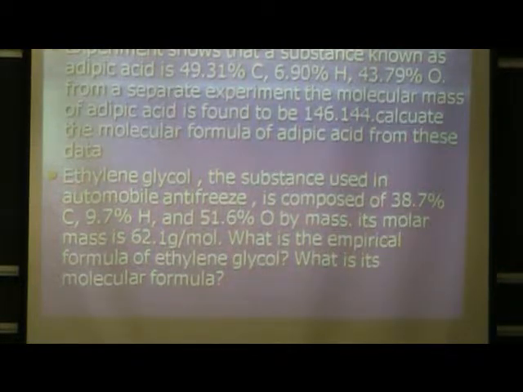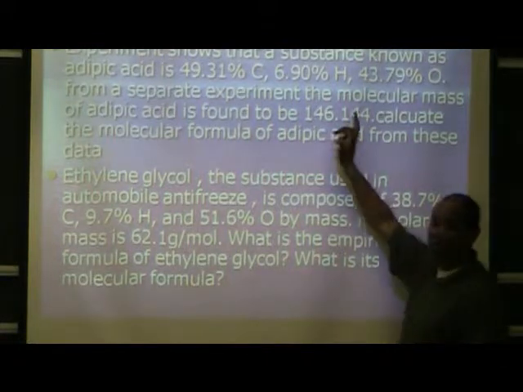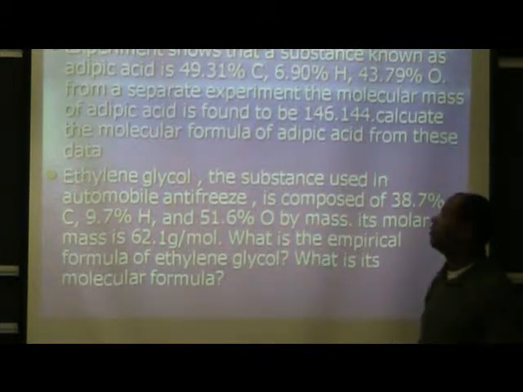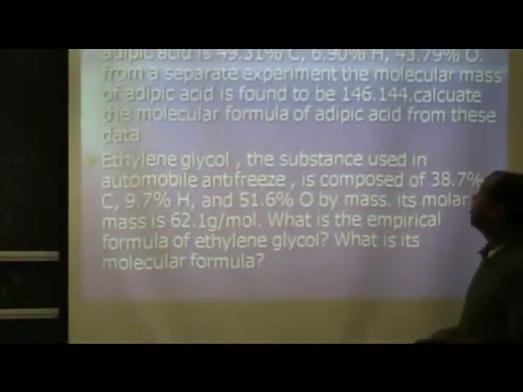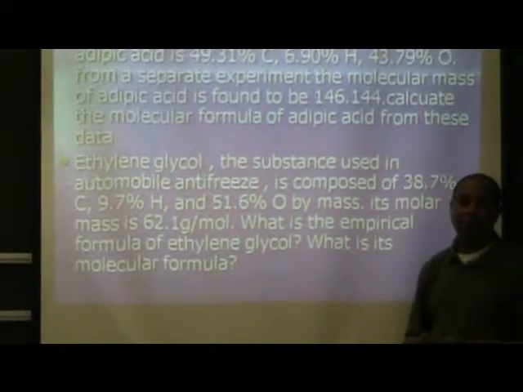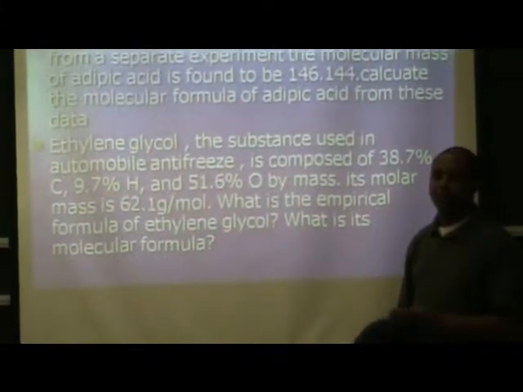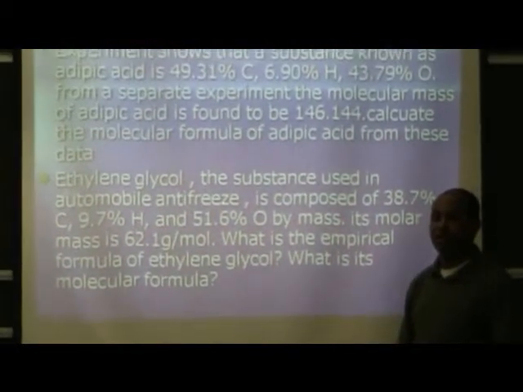Here, experiments show that a substance known as adipic acid is 49.31% carbon, 6.9% hydrogen, and 43.79% oxygen. Again, from a separate experiment, the molecular weight of adipic acid is found to be 146.144. Now, calculate the molecular formula of adipic acid from the data. So, we're going to start from the empirical formula first.